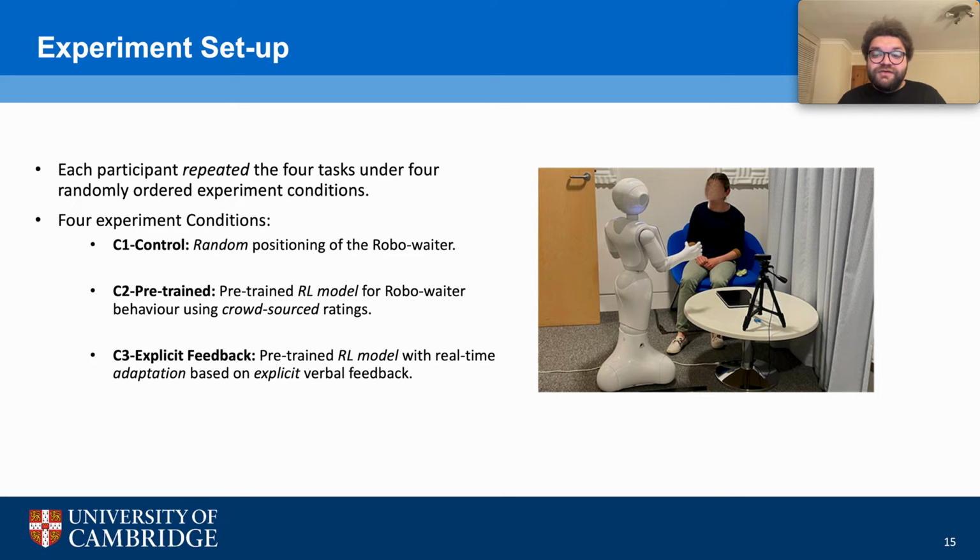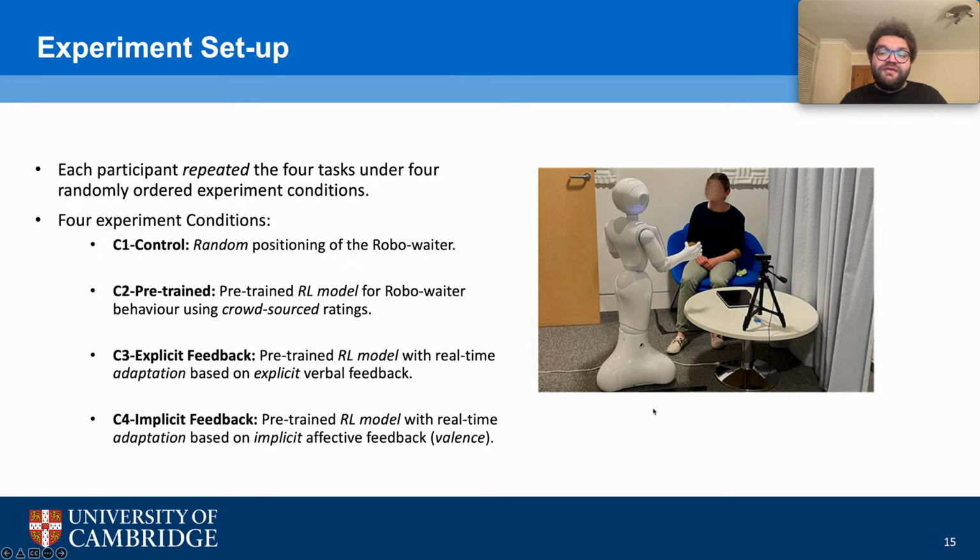For the third condition, we used pre-trained reinforcement learning as a starting point for the robot and let it adapt based on the explicit verbal feedback provided by the participants. And finally, we evaluate the facial affect of the participants, particularly valence, to determine their evaluation of robot behavior implicitly and use this to adapt robot behavior.